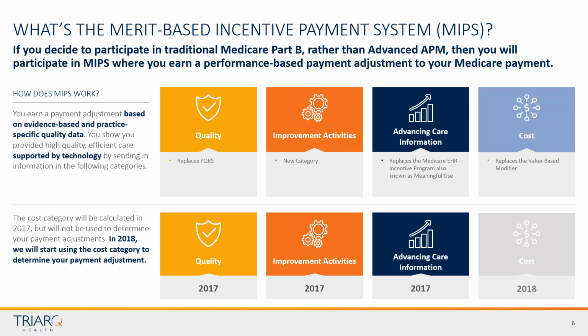Cost replaces the value-based modifier. That was a program that was closely tied to PQRS, wherein PQRS is all about the quality of care. The cost, or the value-based modifier, was all about the cost of care. So these are the categories that will be used to determine your composite score, your MIPS composite score. And we'll have a scoring example later in the presentation.